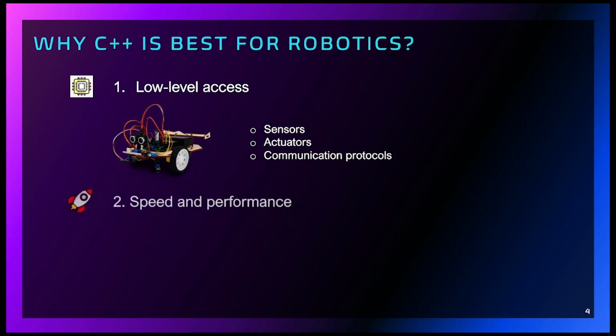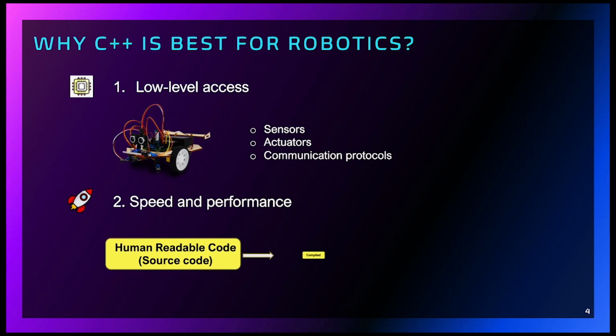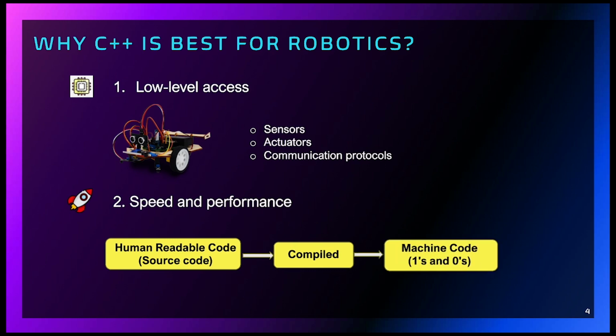Second, one of the main benefits of using C++ for robotics is its speed and performance. C++ is a compiled language, which means that it converts the human-readable source code into machine code that can run directly on hardware, which improves the responsiveness and reliability of your robotic system.